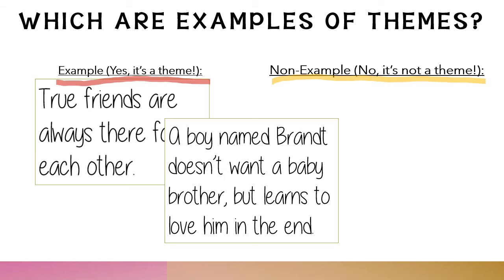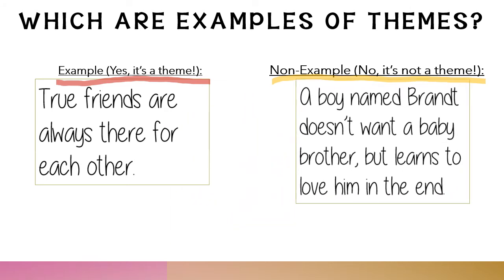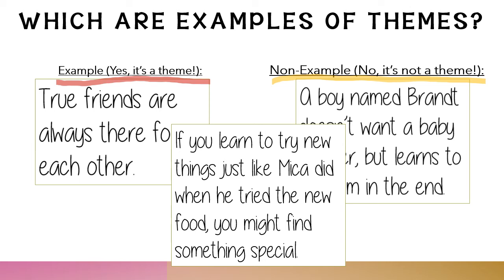Let's look at this. A boy named Brant doesn't want a baby brother, but learns to love him in the end. Ooh, there are some red flags in there. First of all, it has the name of a character, Brant, and it's referencing specific events in the story, like the problem of Brant not wanting a baby brother, and the solution of learning to love him in the end. So this has specific characters and events from the story. It's not a theme. This one sounds more like part of a main idea. Let's look at this one.